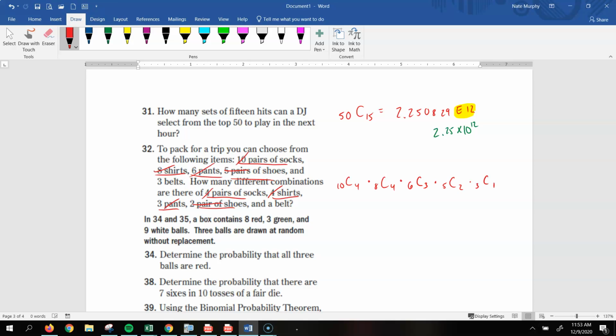So if you multiply all of those together, you're going to get an answer of 8,820,000. Now, if your calculator did it in scientific notation, you could also do this as your answer: 8.82 times 10 to the 6th power. Those would be the 2 answers that I would accept for number 32.